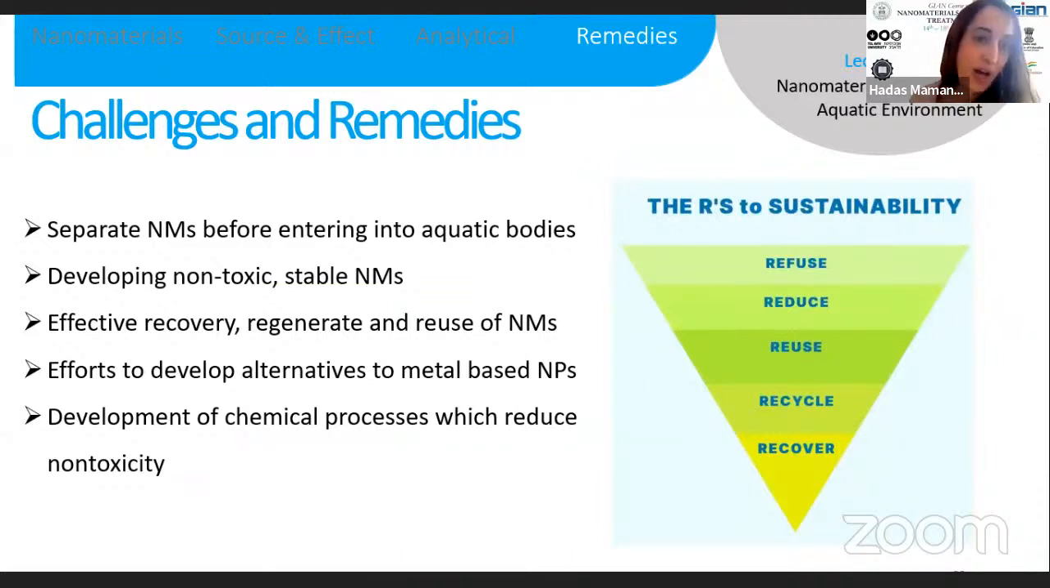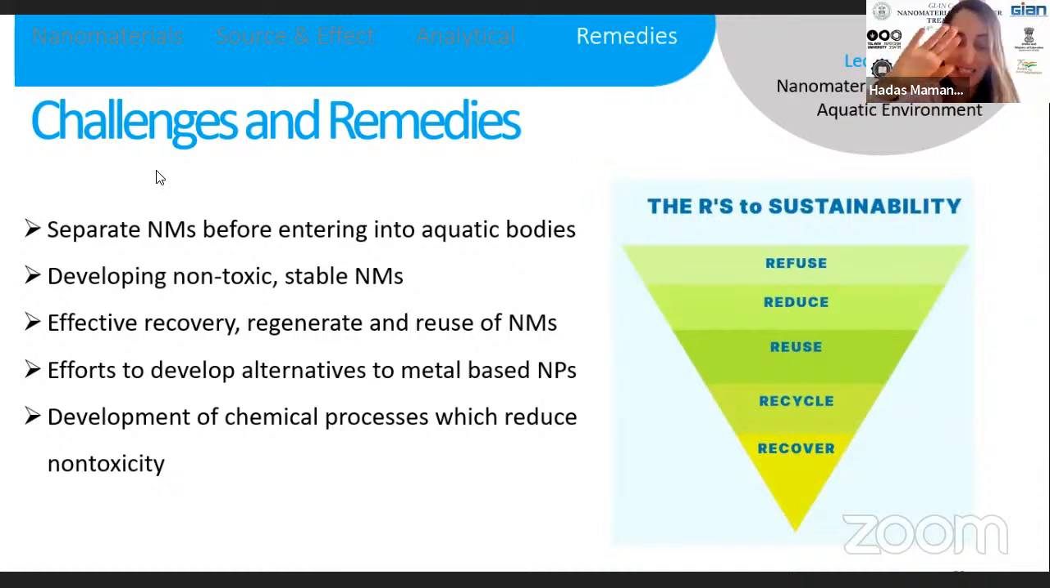One of the challenges for nanomaterials before entering the aquatic environment: we need to develop non-toxic, stable nanomaterials. We need to have effective recovery, regeneration, and reuse of nanomaterials. So this third line is really important. Is it done in the scientific literature? No.